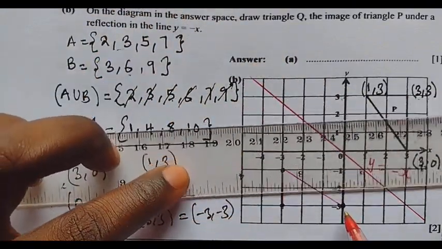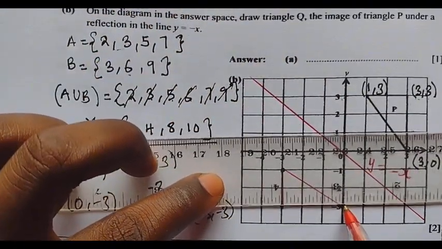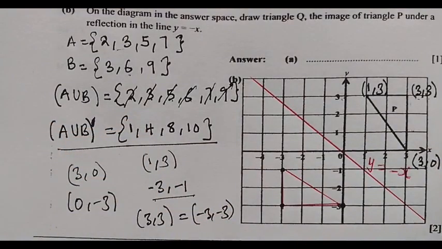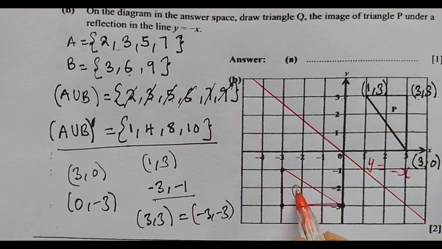Then we also connect right here. So this will be called triangle Q', like this. Okay, I hope it's clear.